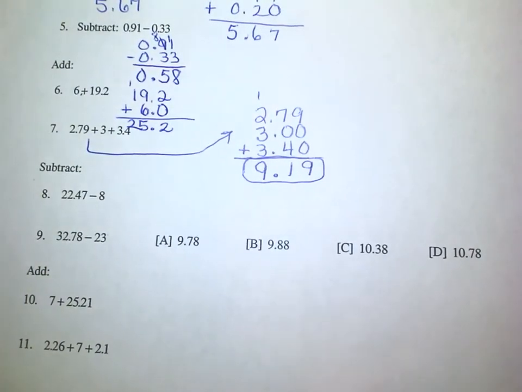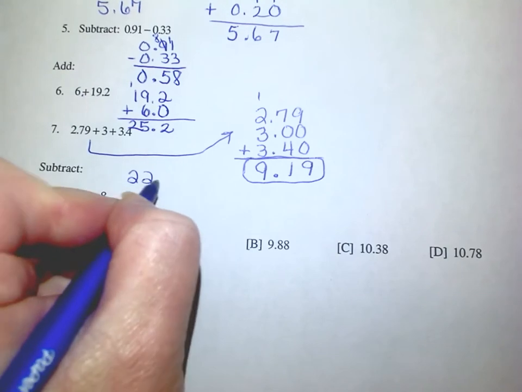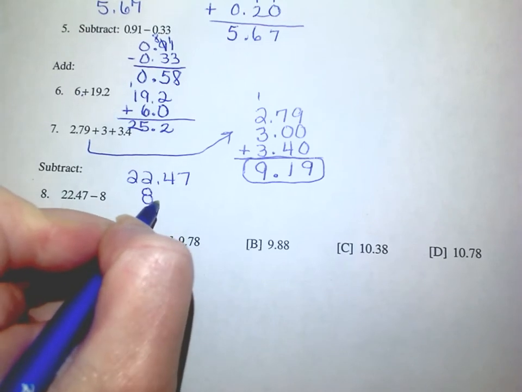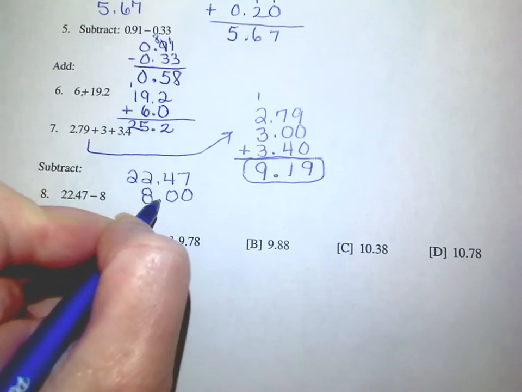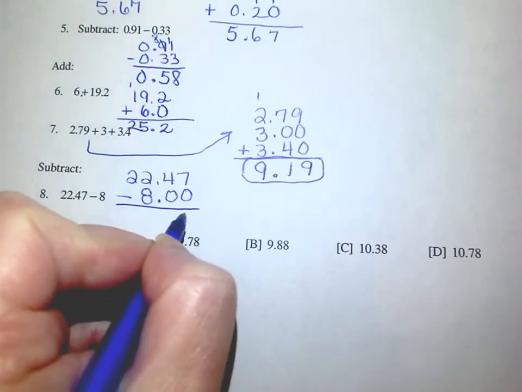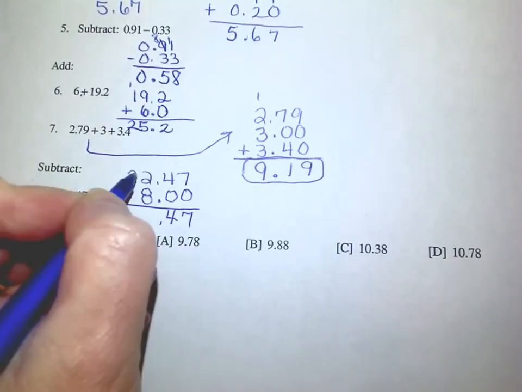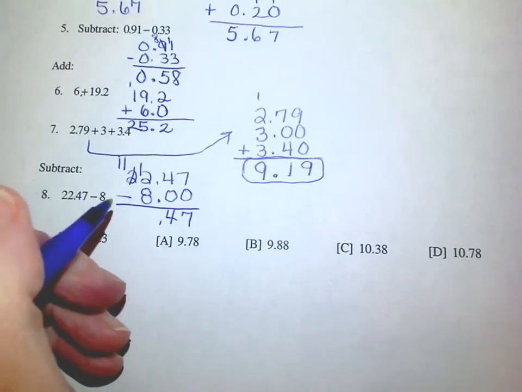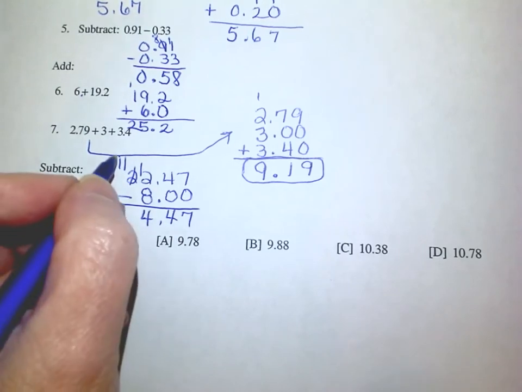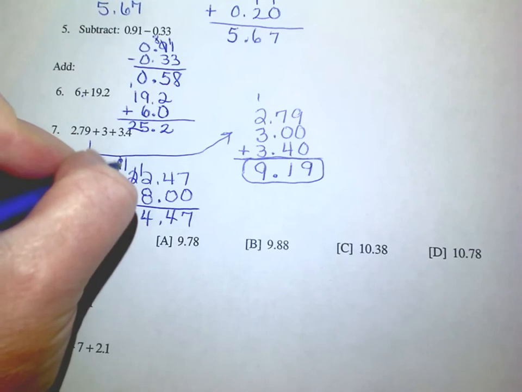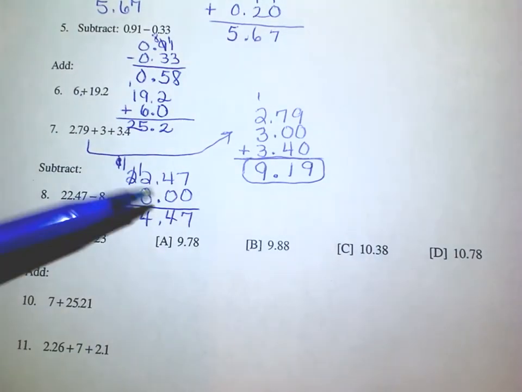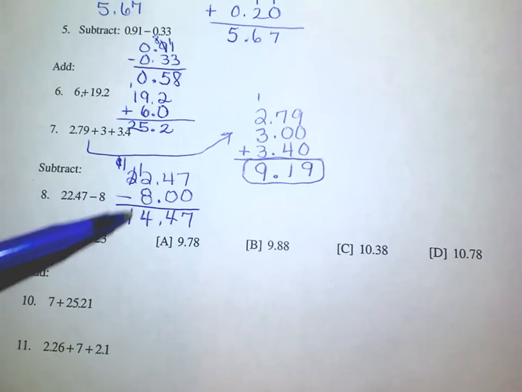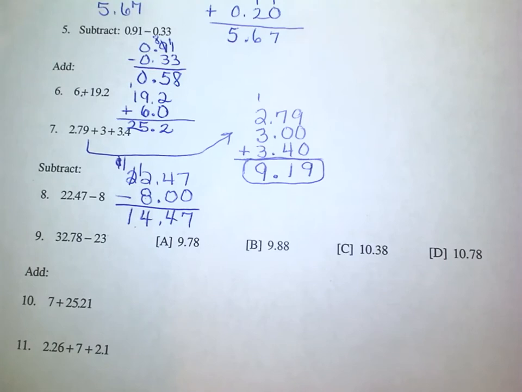Number 8. We have another subtraction problem. 8 will go underneath the 2 in the ones place, add a 0 and a decimal before you subtract. Need to borrow. 12 minus 8 is 4. And then bring down my 1. And remember, if you ever want to check a subtraction problem to make sure that you have it correct, we can add 8 plus your answer and you will get 22 and 47 hundredths.